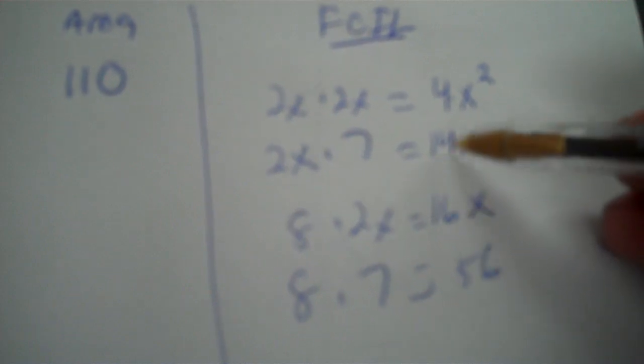Now you add your x's. 14 plus 16 is 30. And then you have 56. So you come over here, you drop your 110, then instead of this, you write 4x to the second plus 30x plus 56 equals 110. Now it's not a story problem anymore. It's just a normal equation, okay?